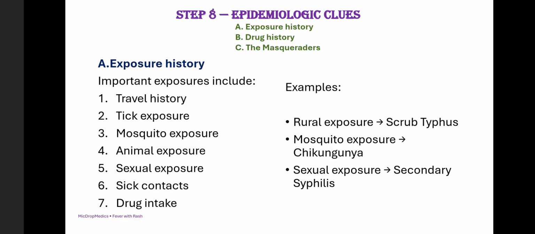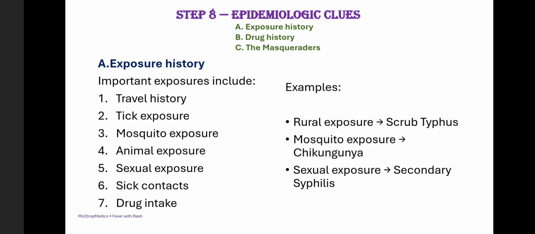Now, step 8 is the detective phase, where your history taking skills become a life saving tool. Here, you need to look at three main areas: exposure history, drug history, and the masqueraders. If your patient has been to a rural area recently, think scrub typhus. Any mosquito bites, think dengue, chikungunya. A new sexual partner, put secondary syphilis back on the table.